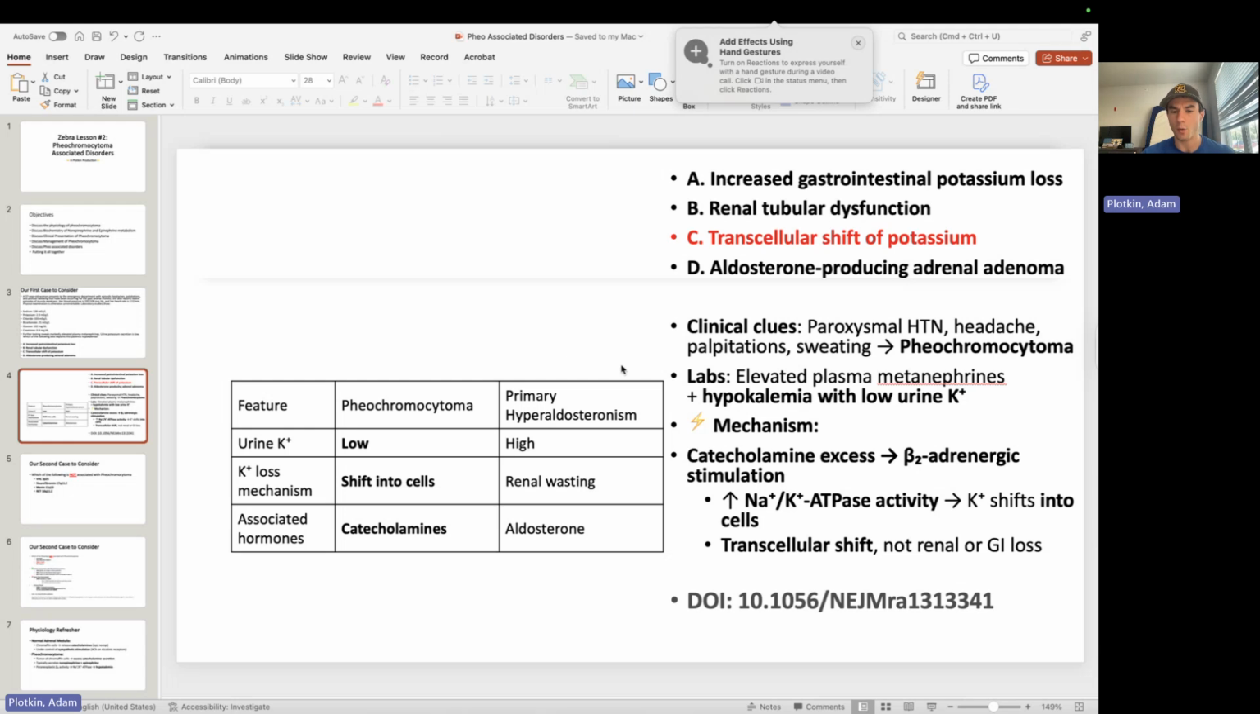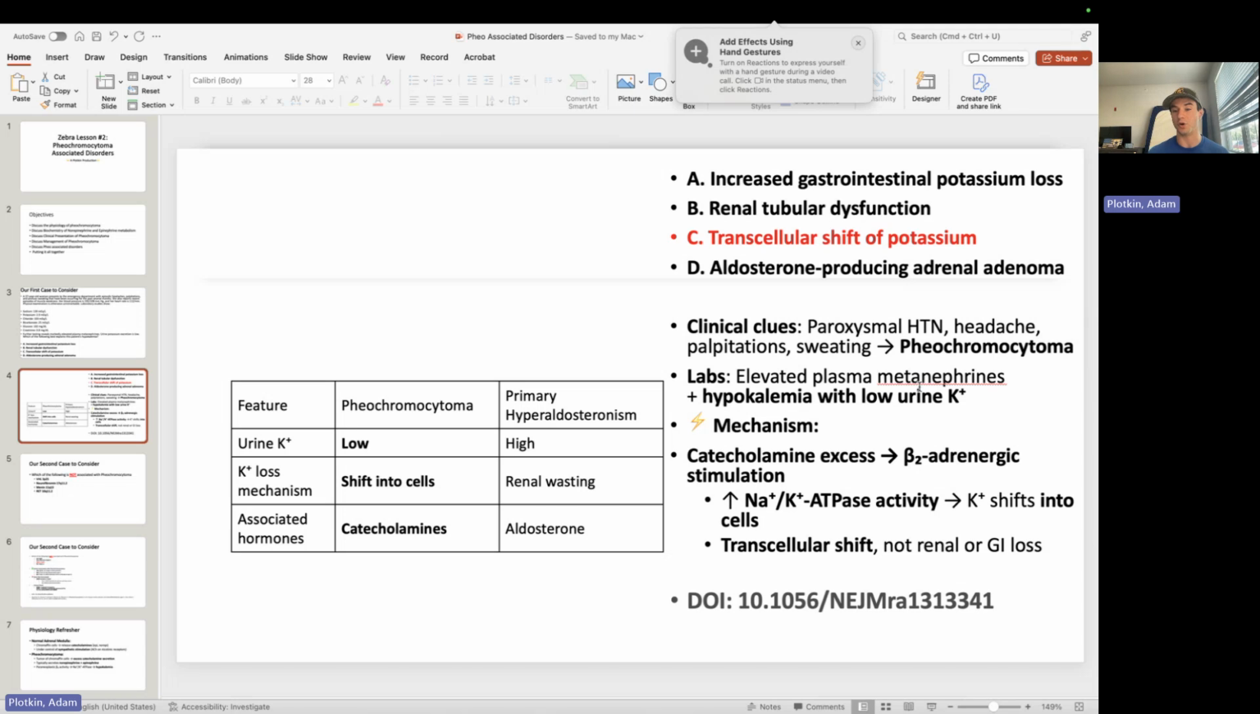The other thing that points me away from that is the fact that the urine potassium was low. Aldosterone's job, it keeps sodium and water, it pumps out potassium and H+. So if this was Conn syndrome, I would expect the urinary potassium to either be normal or probably likely high.